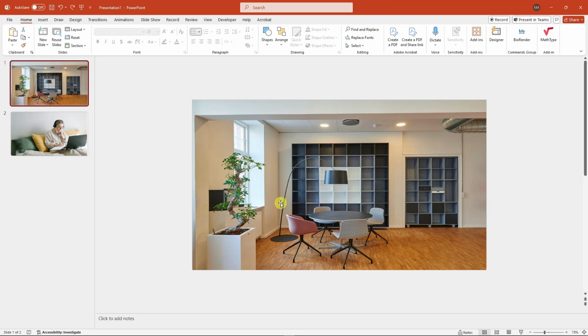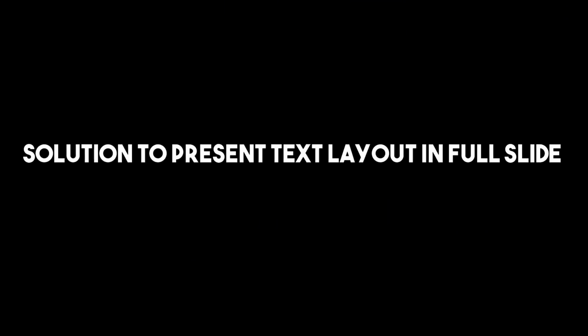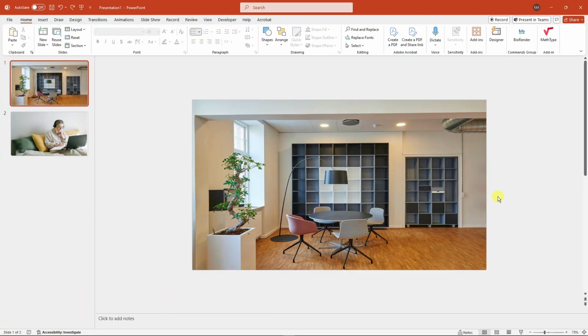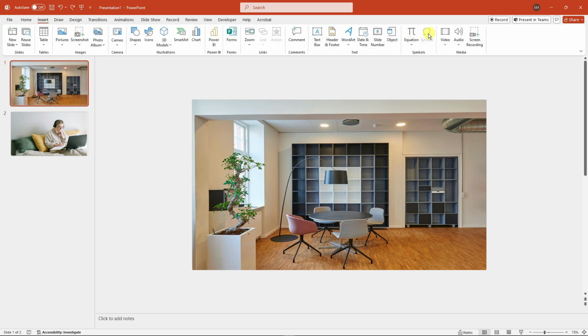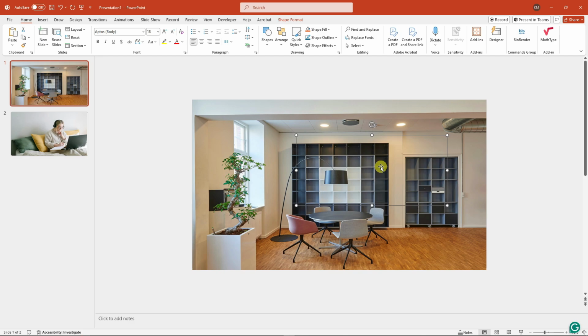So in this video, we're going to talk about a solution to present text layout in full slide images, a PowerPoint tutorial. Now as you can see right here, I have a sample image, and most of us, if not everyone, are going to do it like this. If you have an image and you're looking for some text to add, you're going to add a text box, for example, and type everything you want. For example, sample text, and it will go inside the PowerPoint presentation.